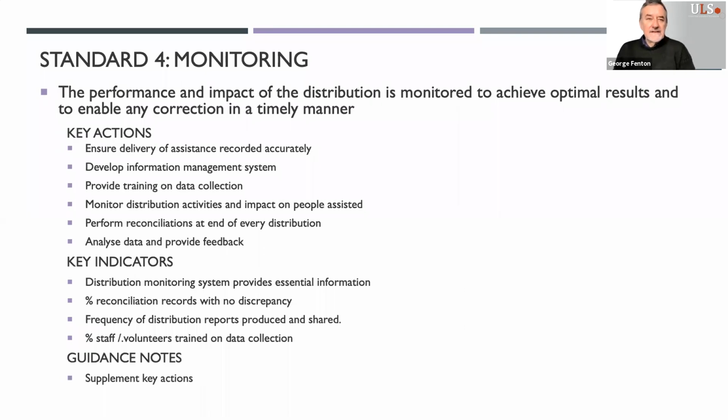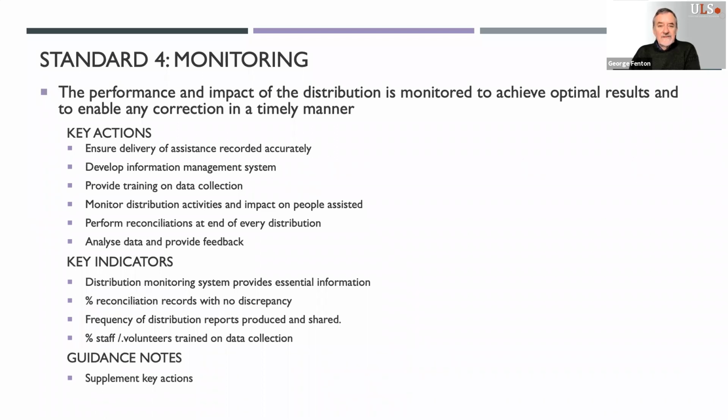Standard number 4 is around monitoring, and the standard states that performance and impact of the distribution is monitored to achieve optimal results and to enable any corrective action in a timely manner. Key actions here are around ensuring the delivery of assistance is recorded accurately, the development of an information management system providing sufficient, accurate, and up-to-date information is set up to enable effective delivery, and that people are trained for data collection that can be used for monitoring and sharing.